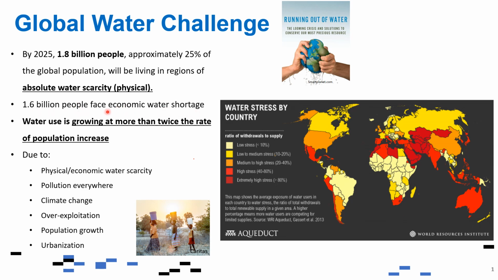The difference between economic and physical is that economic water scarcity refers to when the water resource is available, but they don't have the infrastructure to harness that resource, or they don't have the ability or the capacity, or they cannot afford to buy that resource. So these are two of the main issues right now in terms of physical and economic water scarcity.